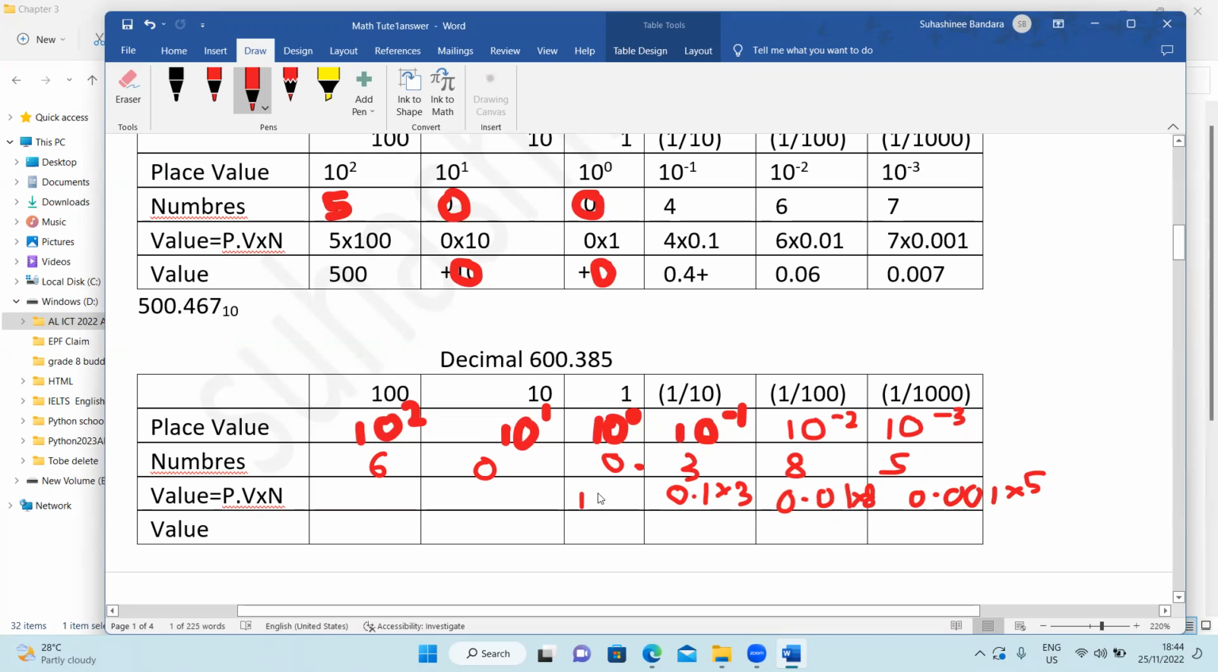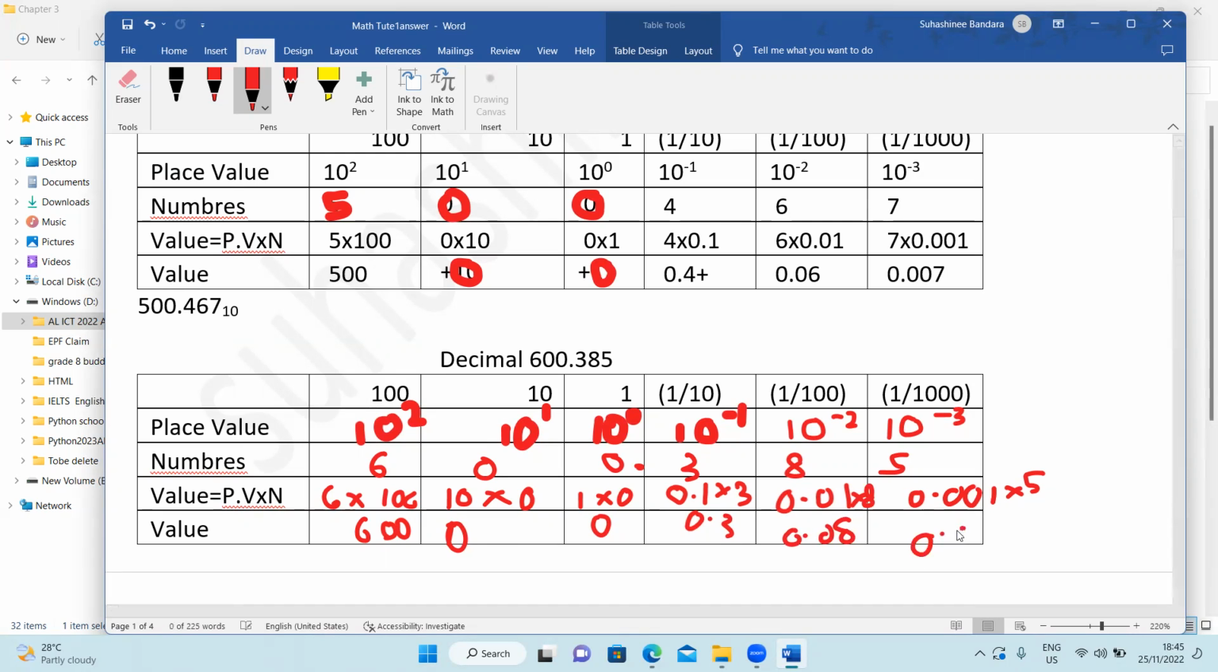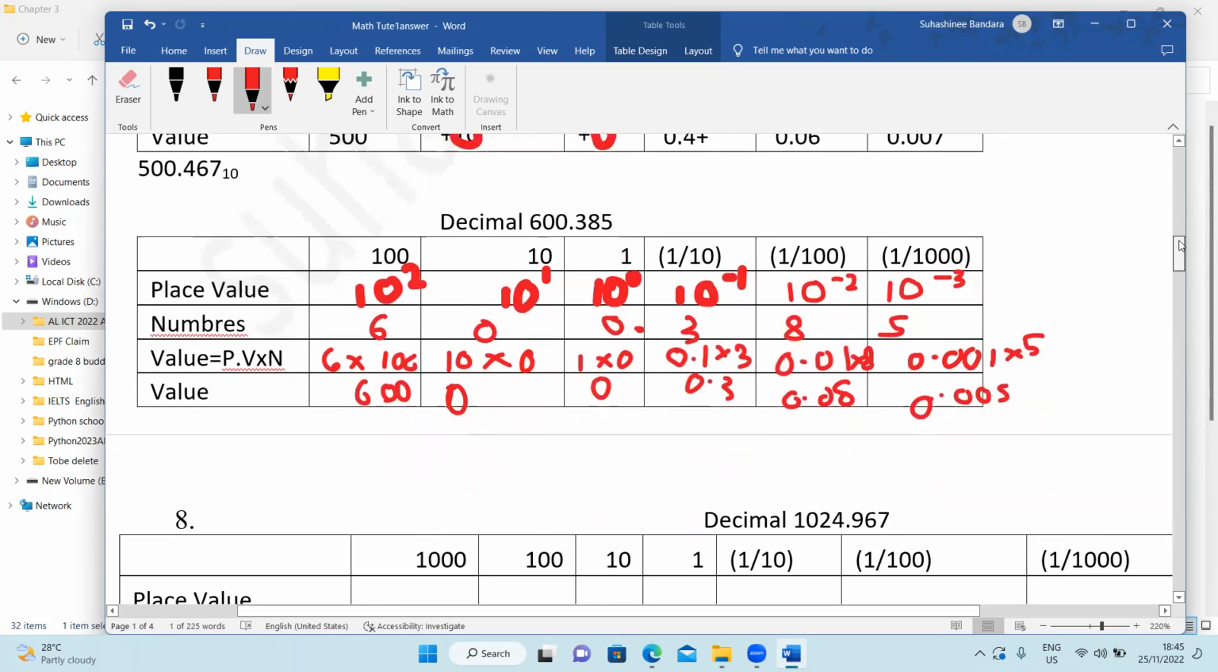Then here you have 1 multiplied by 0, plus 10 multiplied by 0. Then you have the 6 multiplied by 100, 600. Then you will get 0.3, 0.08, 0.005. Okay, then we are going to add all.